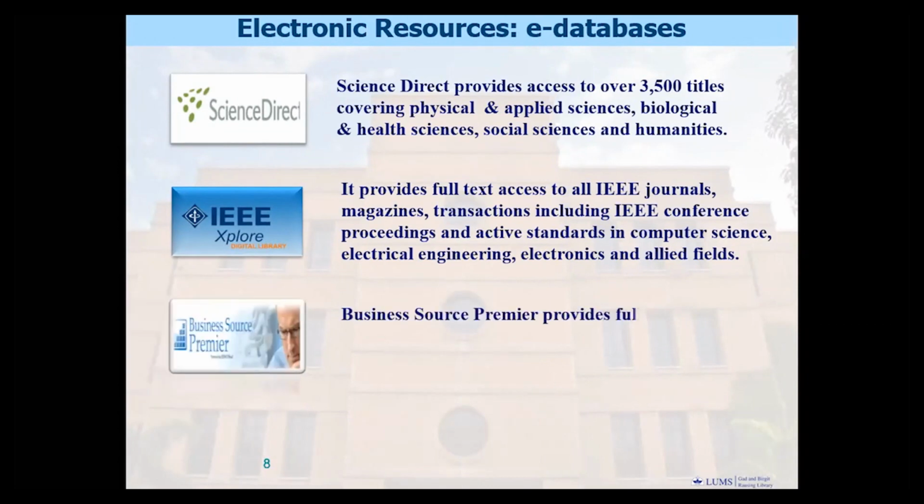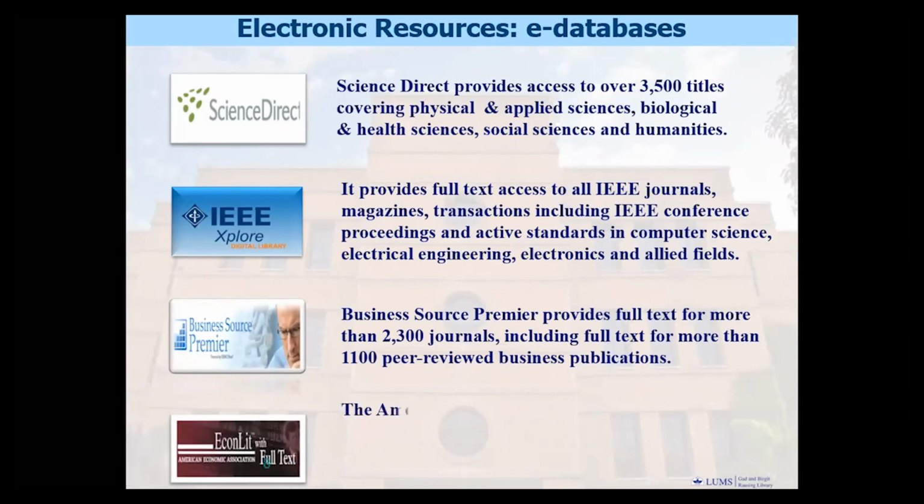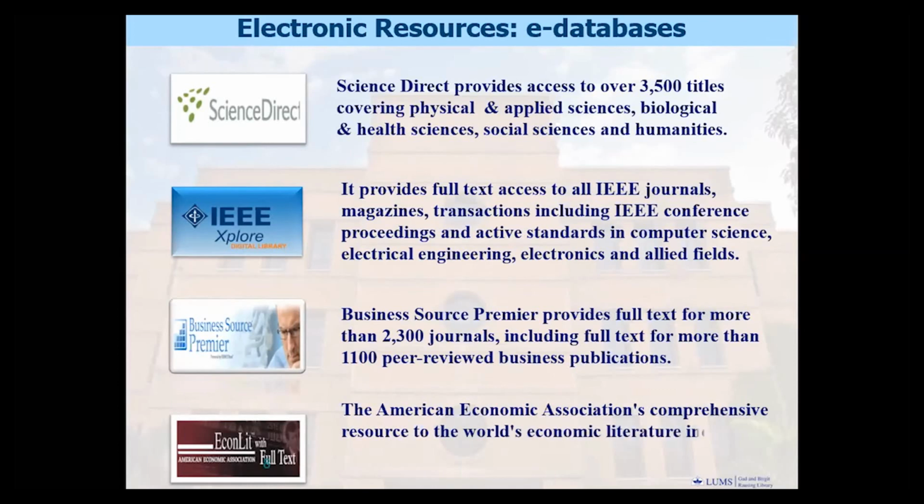Business Source Premier is especially for business-related students, graduates, and researchers, and it provides collective access to 2,300 journals, and we have access to 1,100 peer-reviewed research journals. The American Economic Association's comprehensive database provides access to economic literature worldwide, and almost 1.3 million records are added to it yearly.